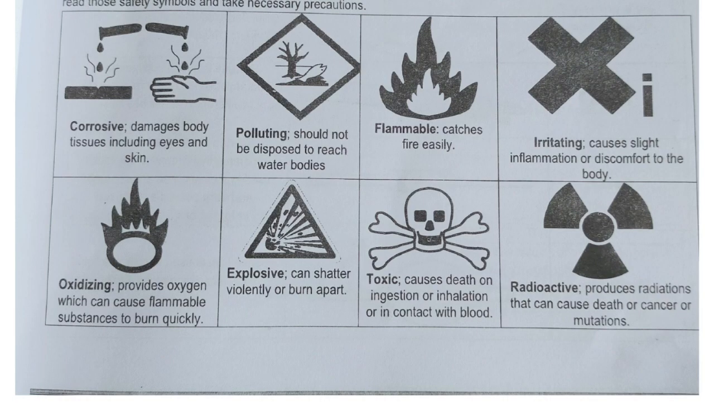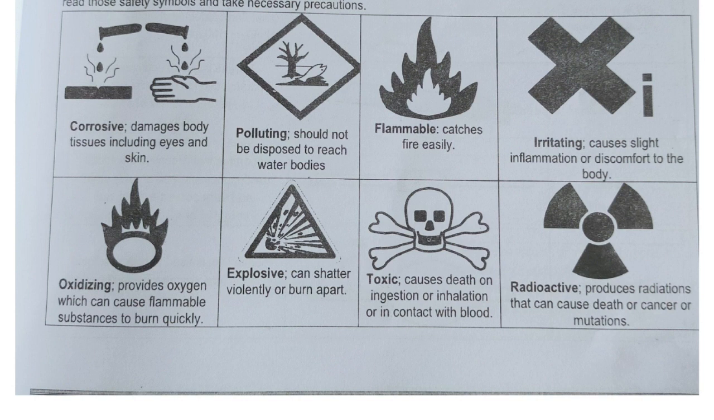Some of these warning symbols are like the ones shown. In the first case, we have a chemical symbol that shows corrosive. These are chemicals which can damage the body tissues, including eyes and skin, and therefore such symbols should be clearly visible to the students.